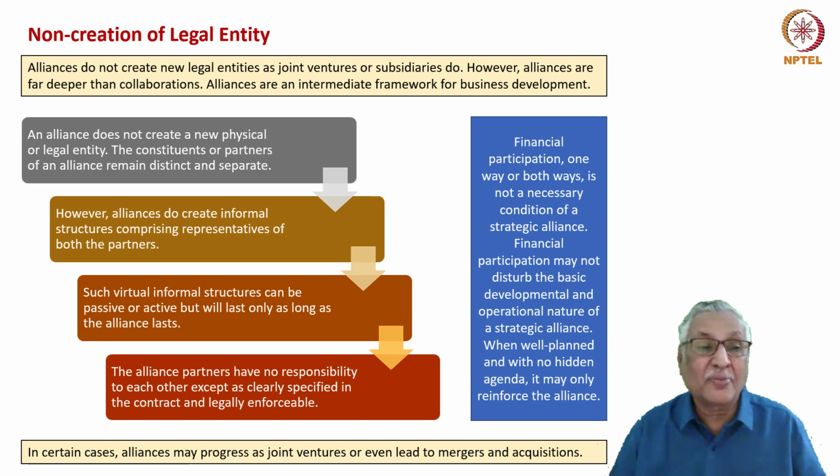The constituents or partners of an alliance remain distinct and separate, and their liabilities are limited to what is written in the contract and what is executed. As I said, alliances do create informal structures and they comprise representatives of both the parties. That could be a steering committee, that could be a governance committee, that could be an operational committee. These virtual informal structures can be passive or active, but will last only as long as the alliance lasts. The alliance partners have no responsibility to each other except as clearly specified in the contract and legally enforceable.